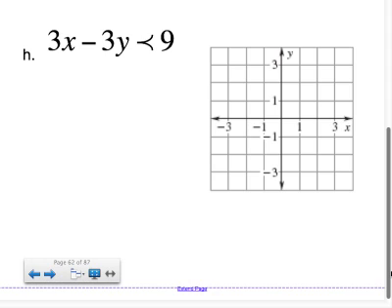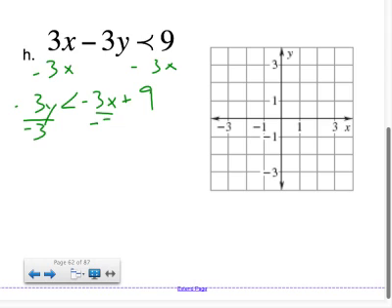Part H, again, rewrite this so that it's in slope-intercept form. So negative 3y less than negative 3x plus 9. Divide everything by negative 3. Our rule still applies that if I divide both sides by a negative, I've got to flip the inequality. So I have y is greater than x minus 3. So graph your line. So here's x minus 3, slope of 1.